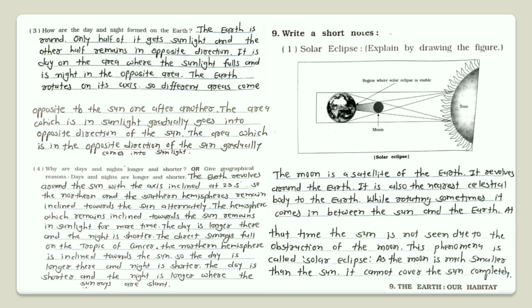Question number 9. Write a short note. First, solar eclipse. See the figure. The answer is: the moon is a satellite of the Earth. It revolves around the Earth. It is also the nearest celestial body to the Earth. While revolving, sometimes it comes in between the sun and the Earth. At that time, the sun is not seen due to the obstruction of the moon. This phenomenon is called solar eclipse. As the moon is much smaller than the sun, it cannot cover the sun completely.